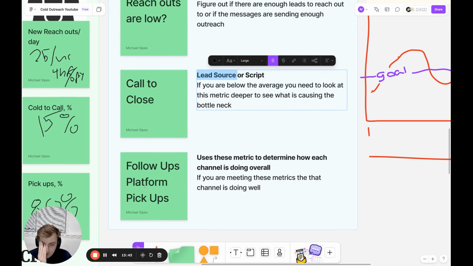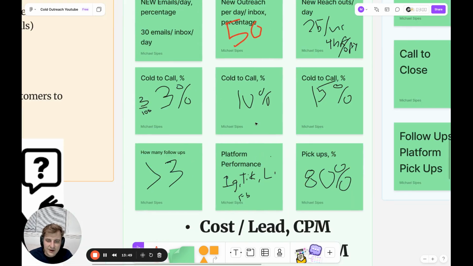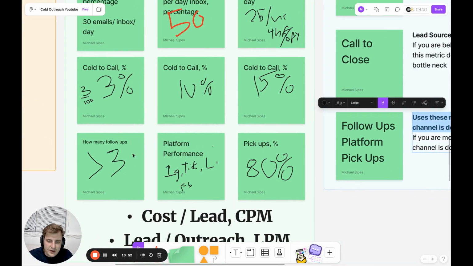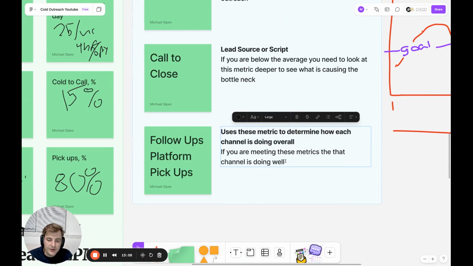And then follow-up platform pickups. Use these metrics to determine how each channel is doing overall. So that's what I'm saying right here. How many follow-ups? Look, if you have a lot of follow-ups, you've got to improve your process there. If you don't have a lot of pickups, you've got to get better phone numbers.